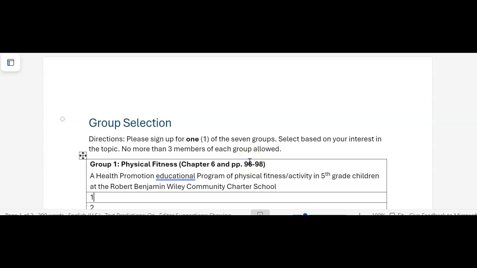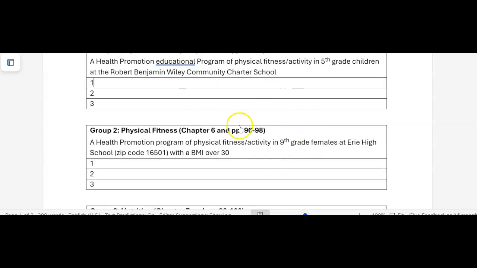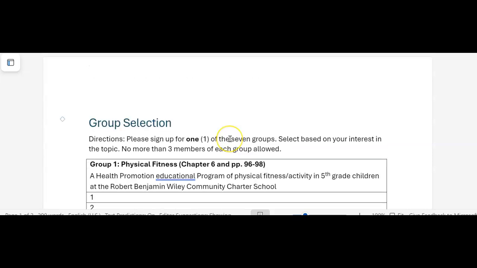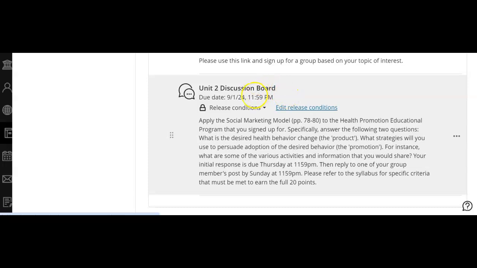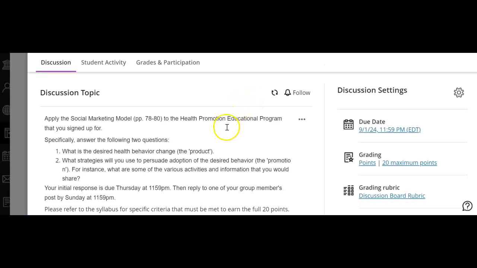You don't need to know right now about the charter schools, or all of the information yet about these different groups. But what one sounds interesting? And then I want you to sign up for one of these groups. And then once you've signed up for your group, you're going to be doing something on the discussion board.